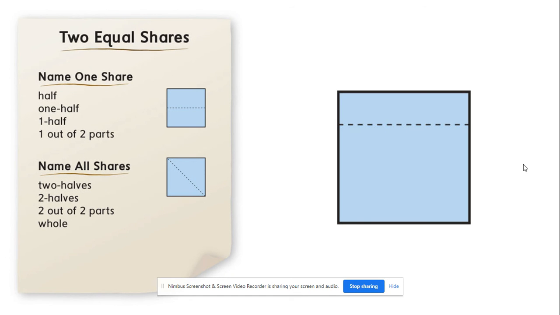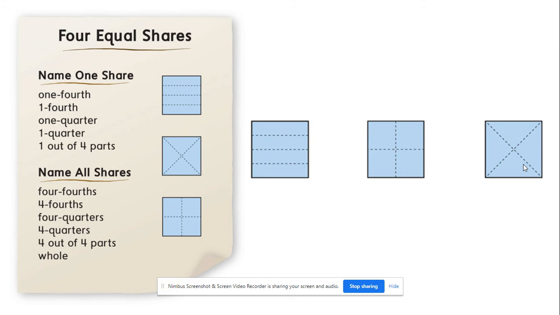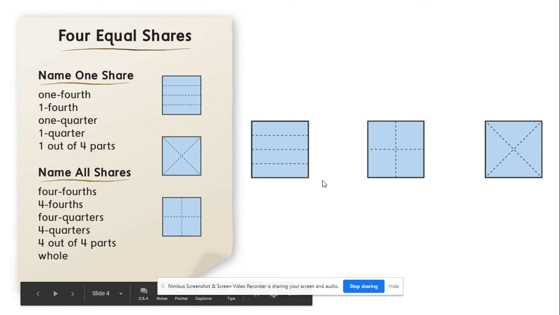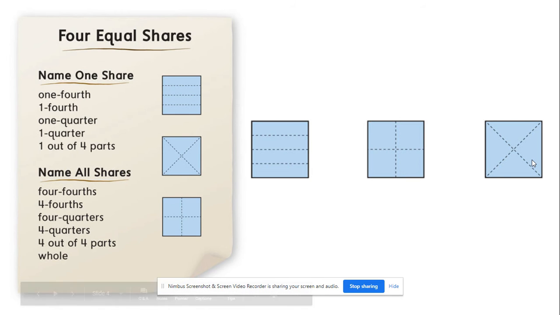So we're going to move on next to four equal shares. Let's take a look at our squares here first. These four squares are split into four equal parts. Even though this one is triangles, this one is squares, and this one is rectangles, they're all equal parts. Each of these four people would be getting the same exact size part, no matter what the shape is.